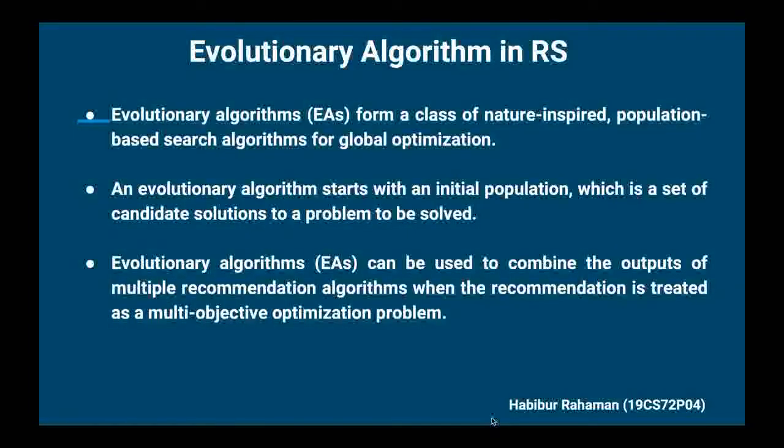Evolutionary algorithms form a class of nature-inspired population-based search algorithms for global optimization. An evolutionary algorithm starts with an initial population, which is a set of candidate solutions to a problem to be solved. New solutions called offspring are generated by applying genetic operators such as crossover and mutation to the parent individuals. Evolutionary algorithms can be used to combine outputs of multiple recommendation algorithms when the recommendation is treated as multi-objective optimization.